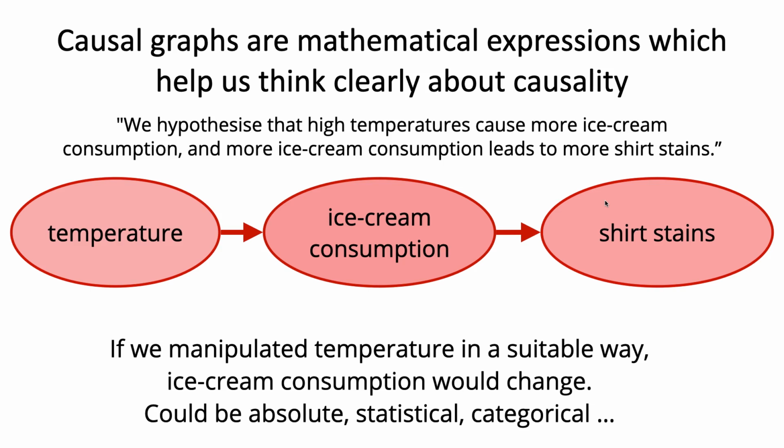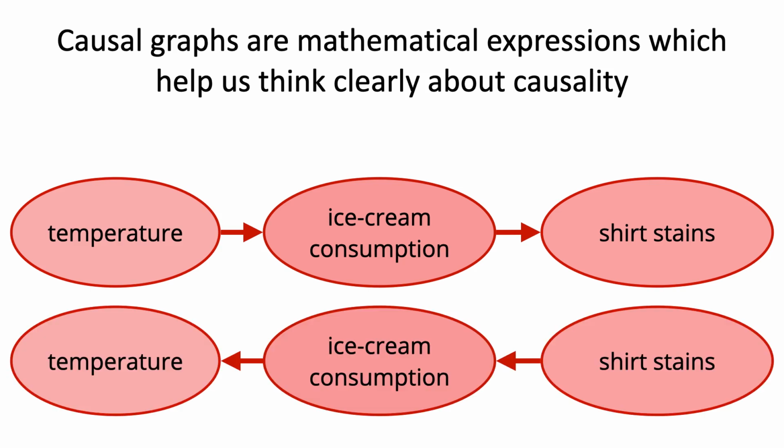The point is that this expresses a hypothesis about the world. It's not a statement about what is true in the world. So we could, for example, have the arrows running the other way, where if you were to stain someone's shirt, that would cause them to eat ice cream, which would increase the temperature. This seems like a really bad model of the world, but we can still express it. It's still a perfectly consistent causal graph.